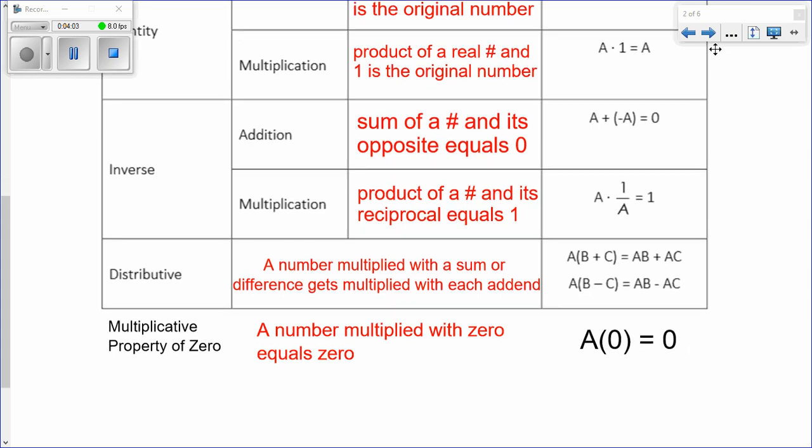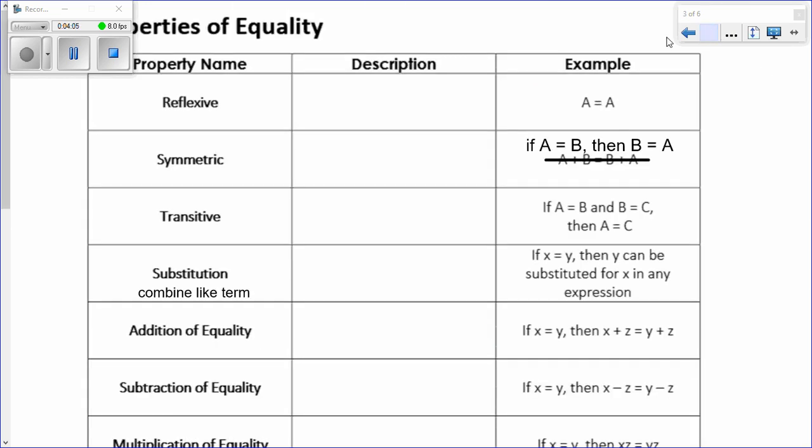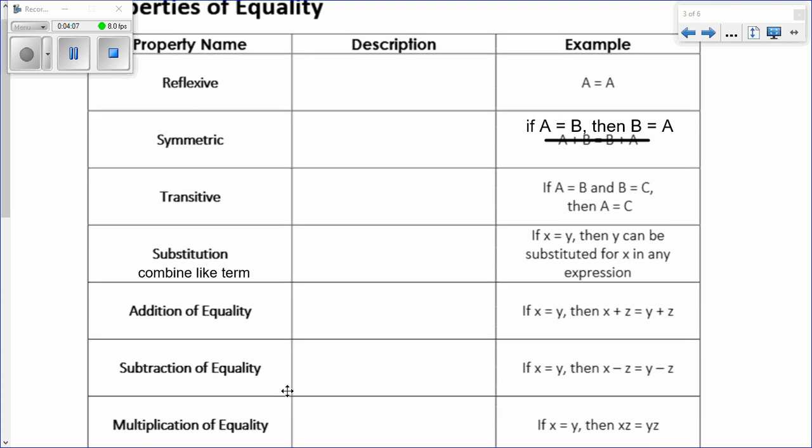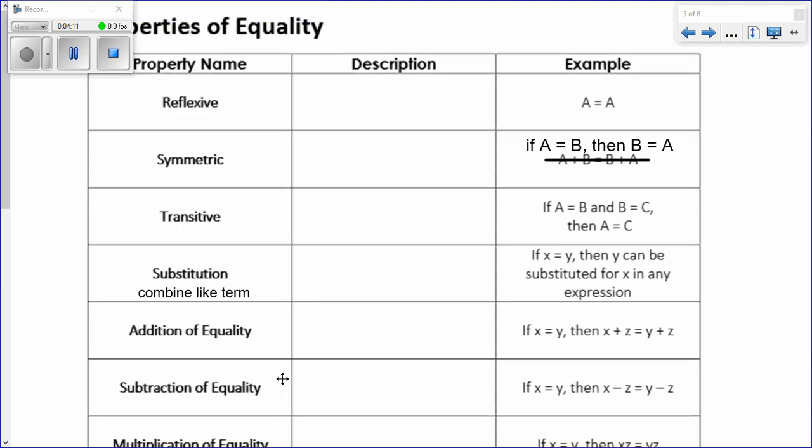Moving on. These ones are new, and it's good that you know them. Reflexive property, most of these you already know because they're common sense. It's just now we're putting a name with it. Reflexive property says that a number is equal to itself. So a equals a, obviously. But now you have a name for it, the reflexive property.